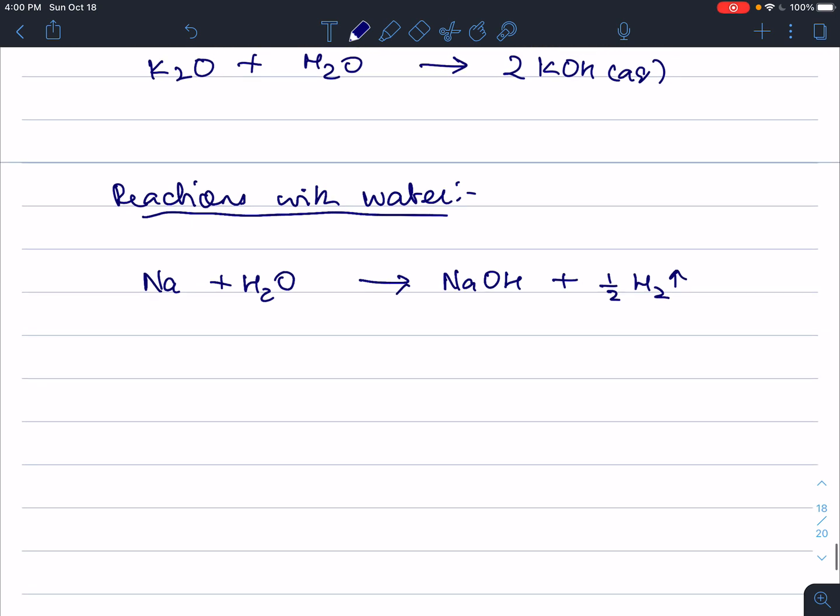The same with potassium. But what about calcium? Calcium can also react with water when it's cold, but it does not release so much heat that hydrogen can catch fire.